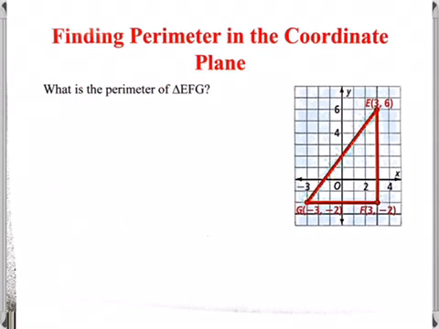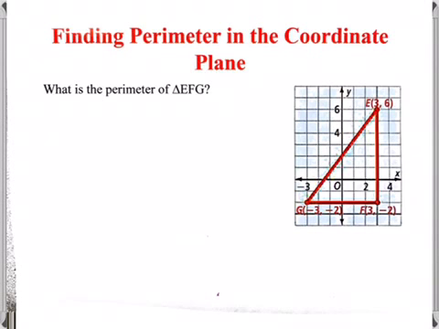All right, so we want to find the perimeter of triangle EFG here. For the vertical and horizontal measurements, we can just count the units from side to side. For the diagonal one, we're probably going to have to use either the Pythagorean theorem or the distance formula.